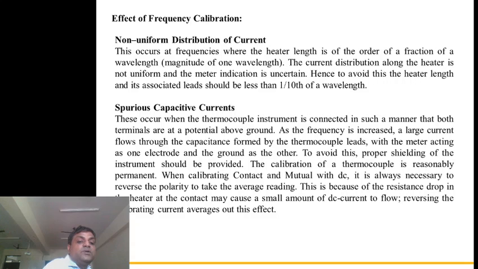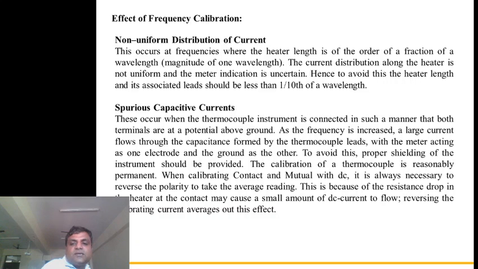Another one is spurious capacitive current. This occurs when the thermocouple instrument is connected in such a manner that both terminals are at potential above ground. As the frequency increases, a large current flows through the capacitance formed by the thermocouple lead with the meter acting as one electrode and ground as the other. To avoid this, proper shielding of the instrument should be provided.